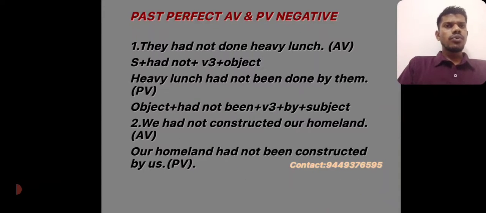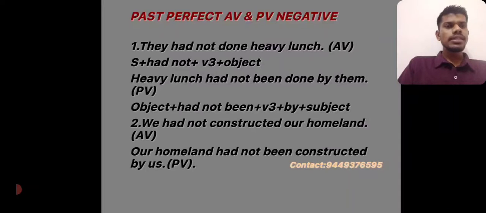In this slide, we are going to see past perfect, active and passive negative sentence. First sentence, they had not done heavy lunch. This is the active voice. What will be the structure for past perfect, active, negative? First we have to use subject, then had not, then V3, then object.